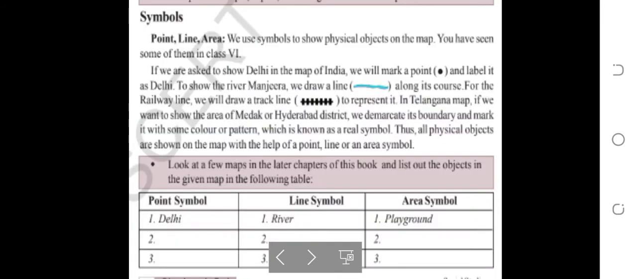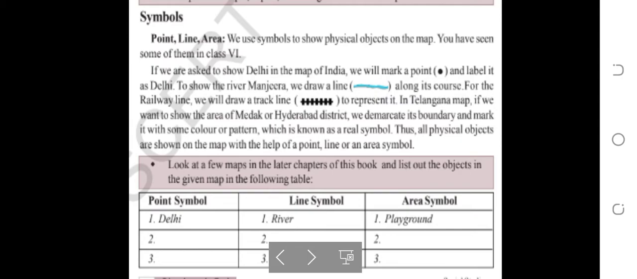Symbols. The symbols that we use on a map to represent different things are known as symbols. They are also known as conventional symbols. Symbols are of different types: point symbol, line symbol, area symbol. Point symbol, like for representing any country, we use a point symbol. Even for state capitals, we use a point symbol.